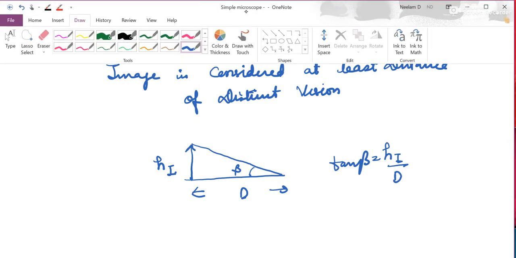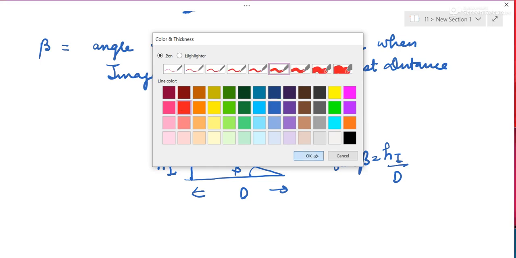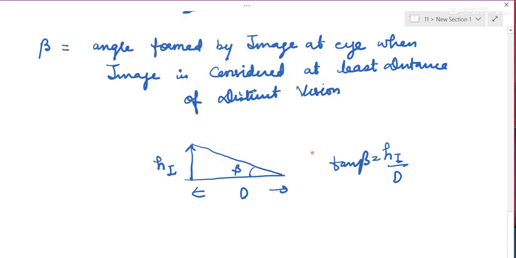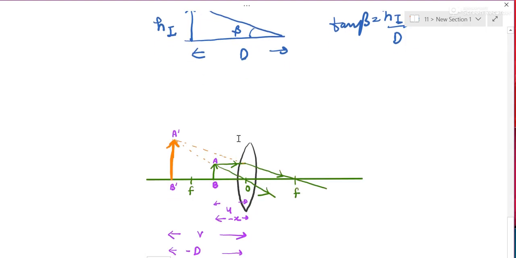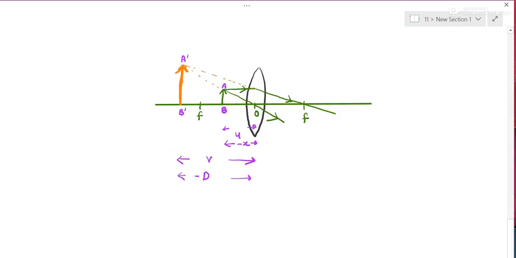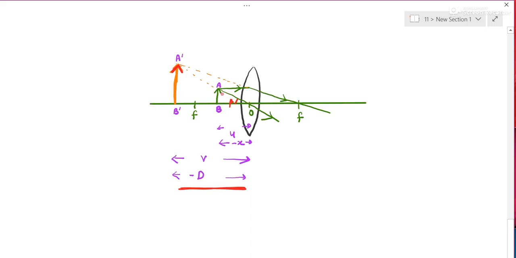So let us show beta now in the ray diagram. So the distance should be the least distance of distinct vision. This is the image, right? So this is beta. But beta we will write from the smaller triangle. Beta can be seen in the big triangle, right? And in the smaller triangle also, and we will write from the smaller triangle.